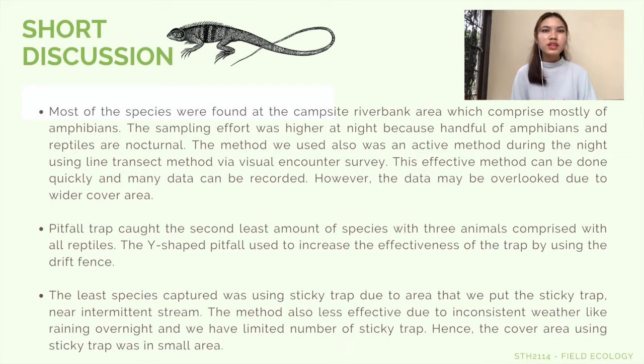The least species captured was using the sticky trap, due to the area where we put the sticky trap, which is near the intermittent stream. The method is also less effective due to inconsistent weather, like raining overnight, because water reduces the adhesive of the sticky trap, and we also had a limited number of sticky traps. Hence, the area covered using the sticky trap was also small.